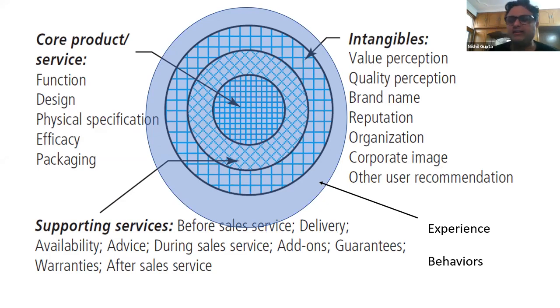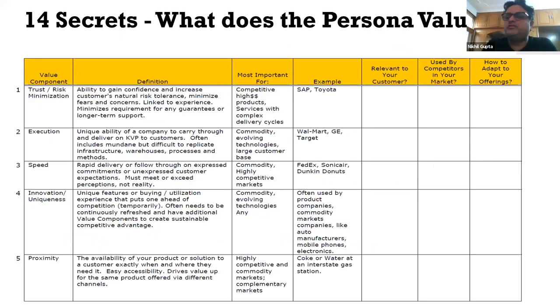So for any product, any service, you have to take the core product. The core is the function, the design, the efficacy, and you have to take the intangibles. And then you have to take the total cost of ownership. So I'm going to come to values. There are only 16 values in the world, and you can map any value to these. These are parent level values.